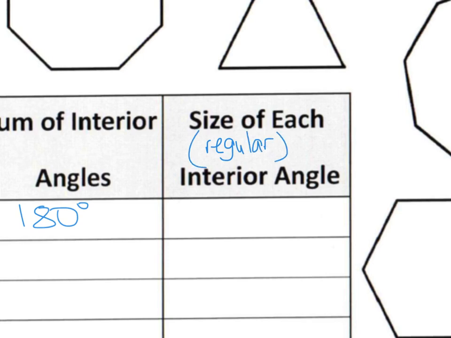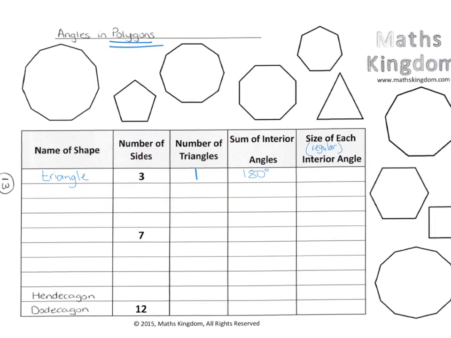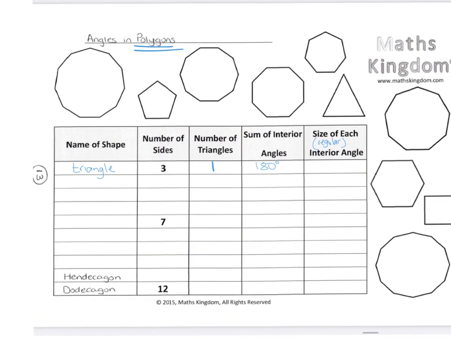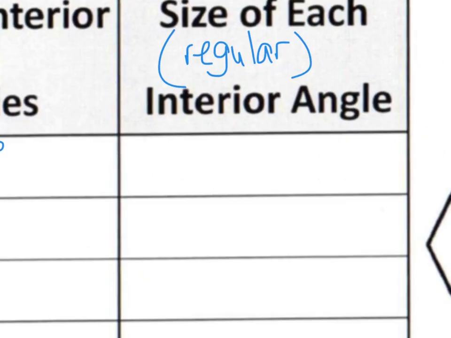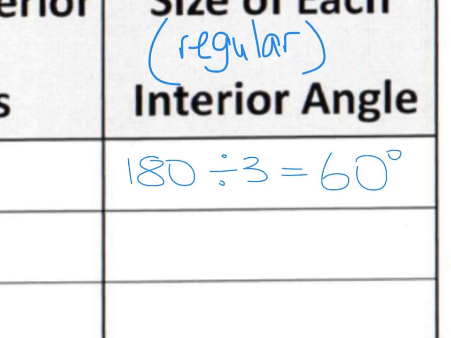Okay, and a regular polygon, a polygon is just a shape with straight sides. Okay, that's all a polygon is. A regular polygon is just a shape where all the sides are the same and all the angles are the same. Okay, so if there's 180 degrees in a triangle and all the angles are the same, we just do 180 divided by 3 equals 60 degrees. Okay?